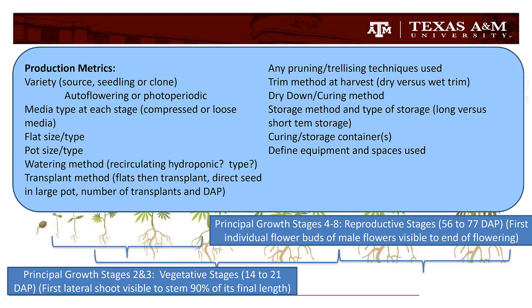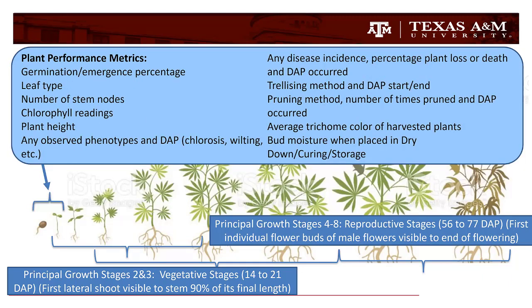And then those are all combined to judge these plant performance metrics to see how effective my growth protocol is. That would be things like germination and emergence percentage, the number of stem nodes and when they occur, chlorophyll readings, phenotypes like wilting or chlorosis. All of these things are meant to help take a variety, which is an unknown with unknown growth conditions, and determine how well a protocol is working, and then allow me to factor in variables to tailor that protocol to a particular tester variety.